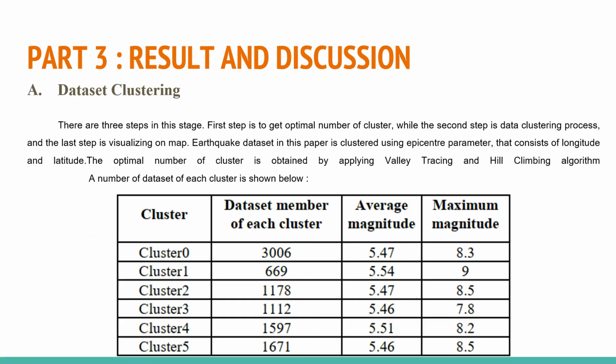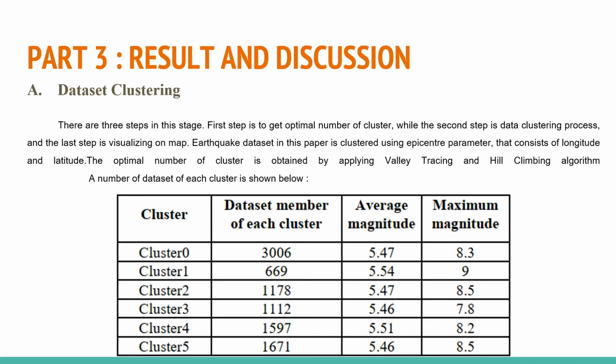Part 3, Result and Discussion. In this section, the result of the research is explained and at the same time a comprehensive discussion is given. A. Dataset clustering. Grouping a dataset into small groups is well known as clustering. There are 3 steps in this stage. The first step is to get the optimal number of clusters, the second step is the data clustering process, and the last step is visualizing on a map.